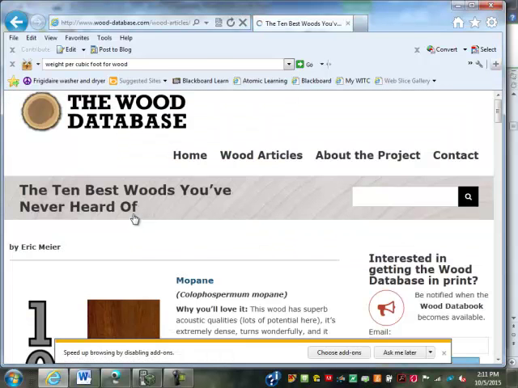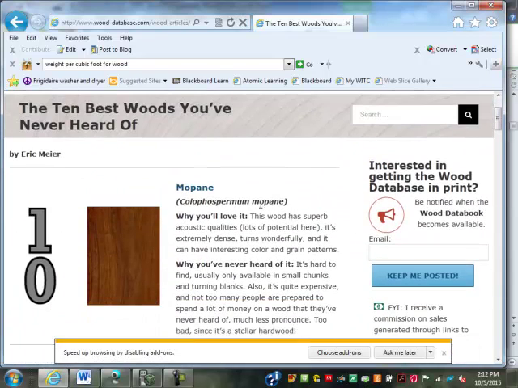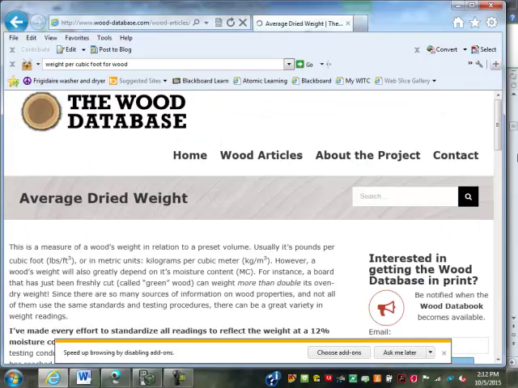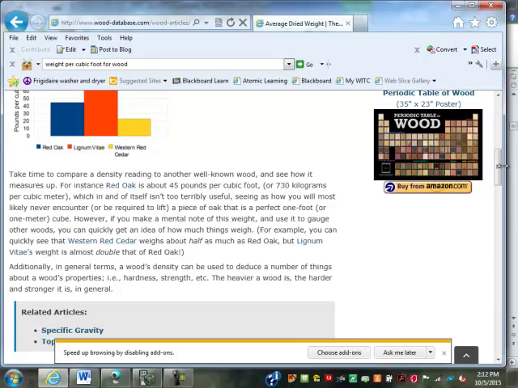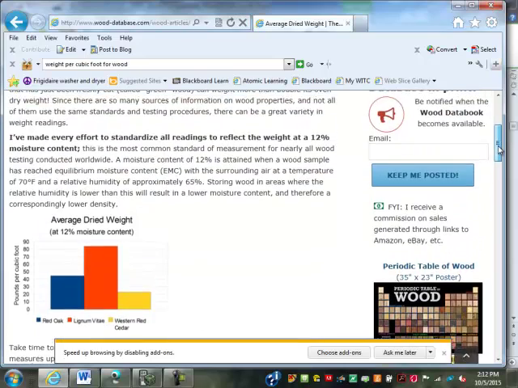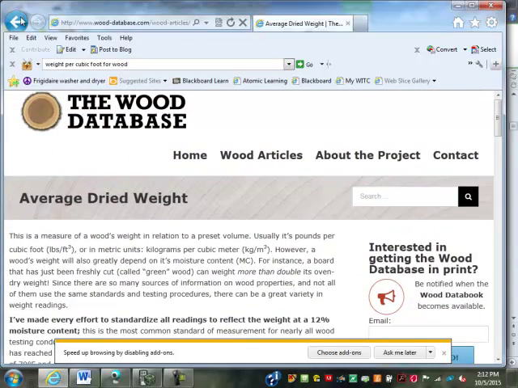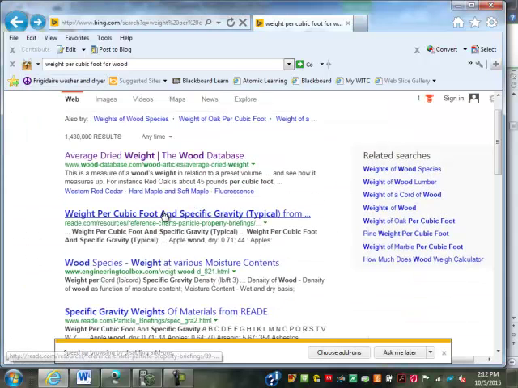Okay, let's go back. Here it is. So red oak is 45. Red cedar is down around the 25. That's 12% moisture. That's pretty dry. No, that's an average dry weight. We're supposed to have 8% moisture. Really? Yeah. Because 14 is what your standard construction lumber comes at.